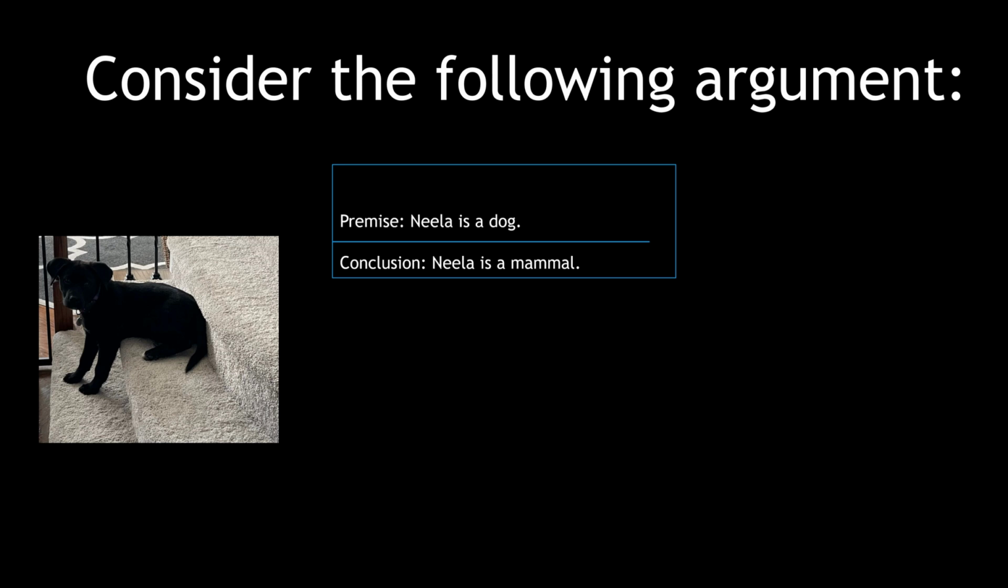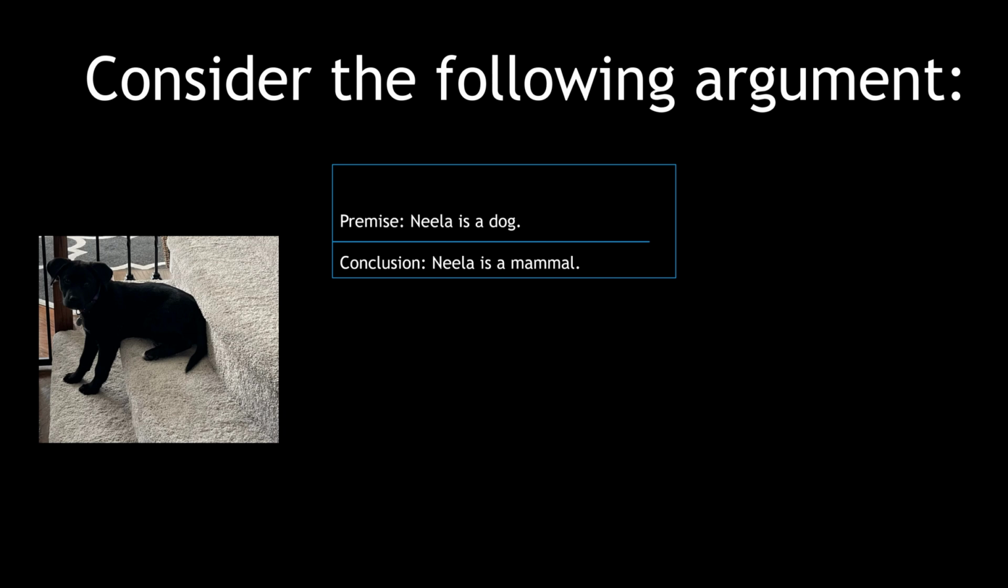Consider the following argument. Premise: Neela is a dog. Conclusion: Neela is a mammal. You may believe that conclusion to be true. However, based only on that premise, the conclusion does not logically follow.